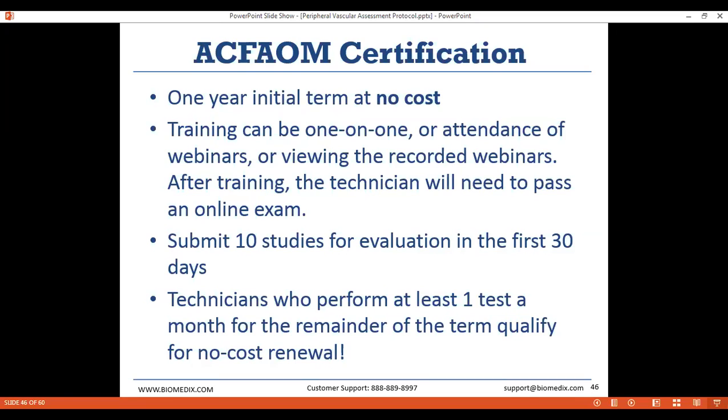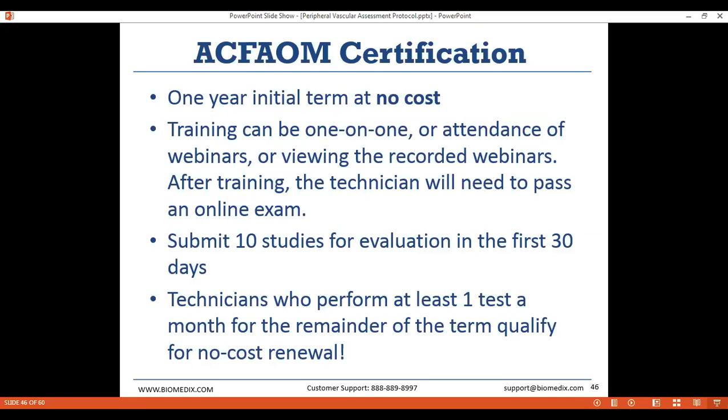After they pass the exam, they're considered provisionally certified under the doctor's supervision. During that probationary period, they'll need to take and complete 10 studies on 10 real patients. We'll review those for quality. This is a quality control program. And then we'll issue you that 12-month certification. That certification lasts for 12 months, and you'll need to go through the protocol again next year.